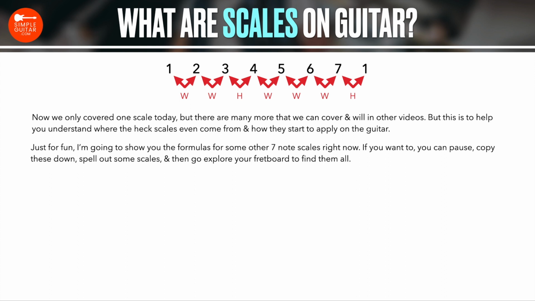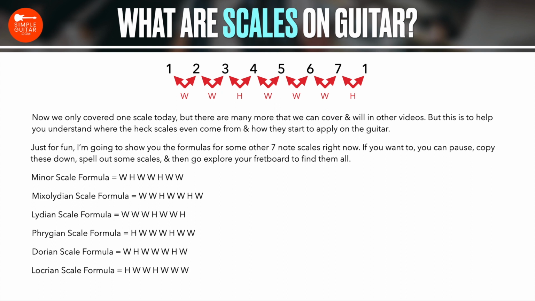But here are some other formulas for other scales that, if you want to get really adventurous, you can pause, write these down, and go check them out. So we have the minor scale, the Mixolydian scale, the Lydian scale, the Phrygian scale, the Dorian scale, and the Locrian scale. Now, if you're not feeling too adventurous, we will cover these in future videos, so you don't have to worry too much about that. We are going to go through this stuff. But if you're feeling really adventurous and you want to do it on your own, that's cool. Go right ahead.